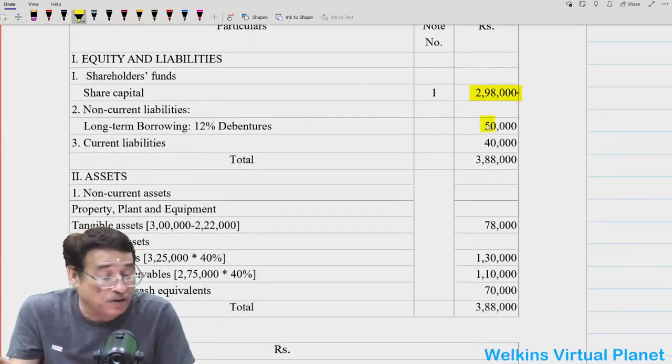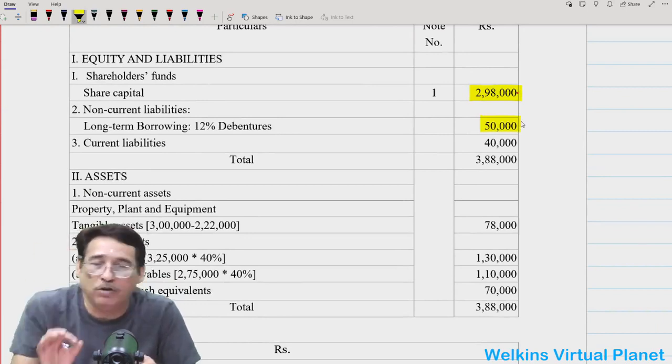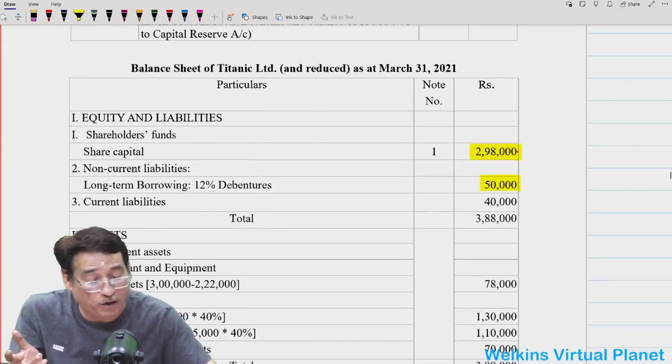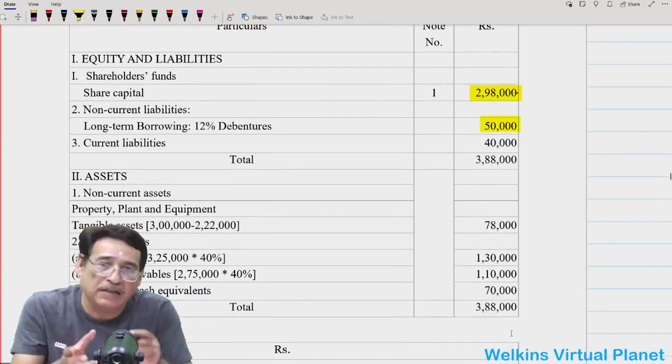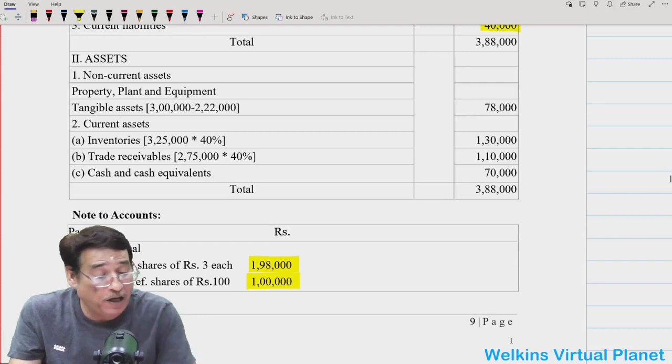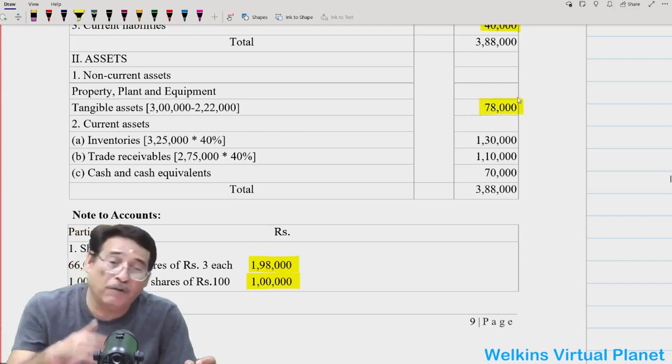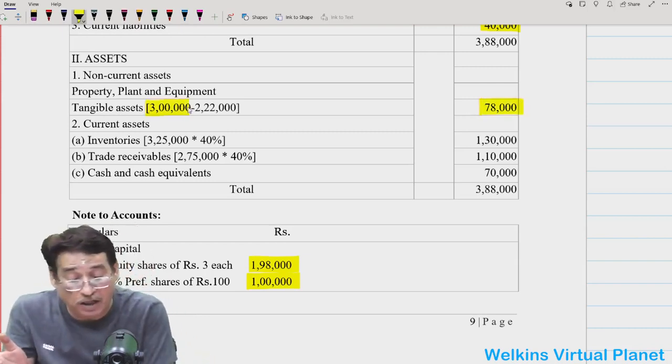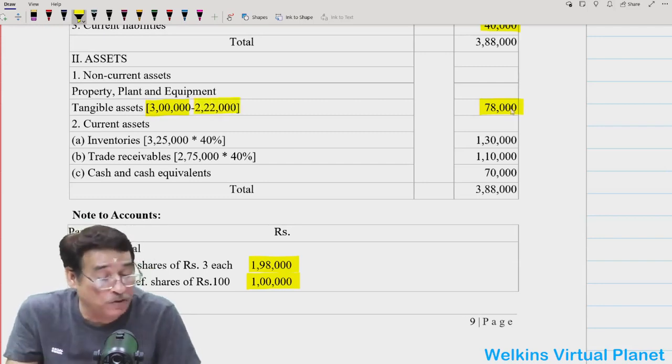Now debentures 50,000. Why? Because we had actually 1 lakh worth of debenture, and against the 1 lakh worth of debenture we have issued 12% debenture of 50,000. So we'll write here 50,000. Then current liability, property, plant and equipment. Whatever property, plant and equipment was there earlier, that is 3 lakh, and you wrote it off by 2,22,000, so the balance over here is 78,000.